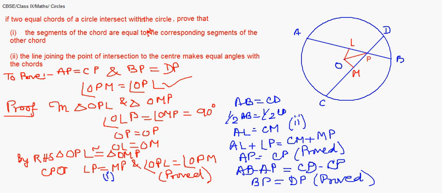I'll just repeat because I got a bit fumbled there. I'll write AB was given equal to CD, and then we also proved AP equal to CP. So I subtracted them, AB minus AP here and CD minus CP there, thereby deriving BP equals DP. That's this proof. Hope you followed it.